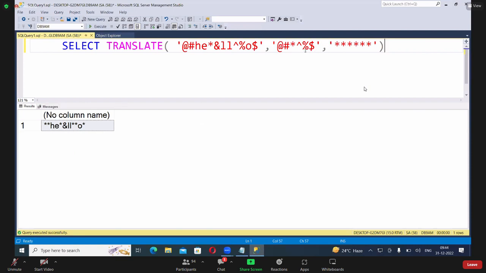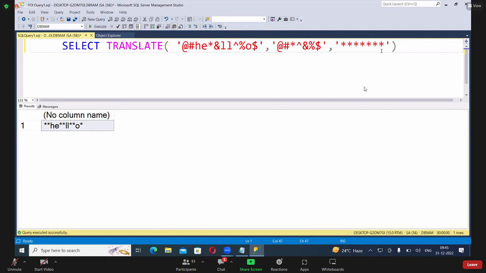Okay, one second. Ampersand is not there. What is ampersand? Ampersand is also there now. Ampersand should be translated to what? Star. So let me run this. Then all the special characters are translated to star. Okay. What is the next step?